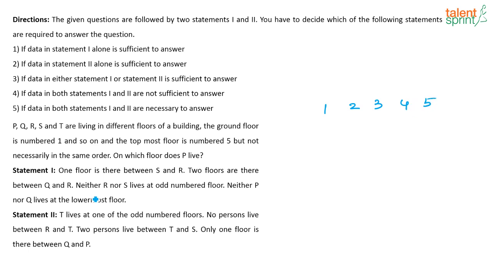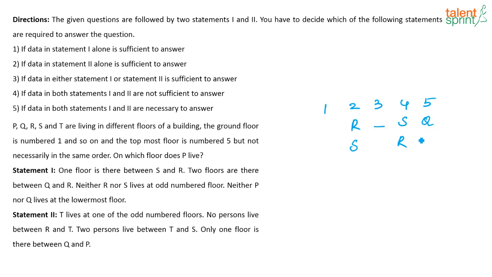Now, neither S nor R live at an odd numbered floor, and there is 1 floor between S and R. So what are the 2 possibilities? Either this can be R and this can be S, or this can be S and this can be R. Correct? 1 floor is there between S and R. There are 2 floors between Q and R. So if this was the case, where will Q be?